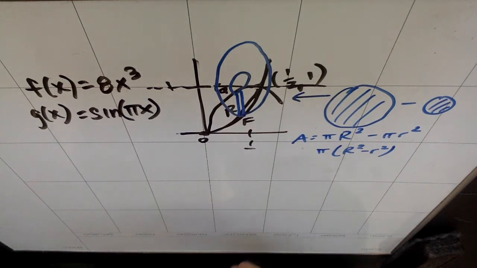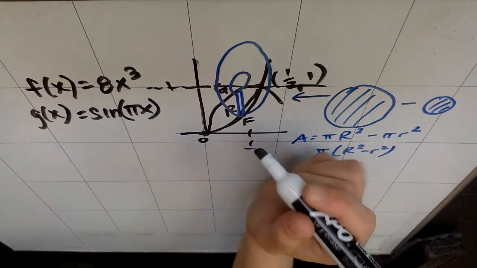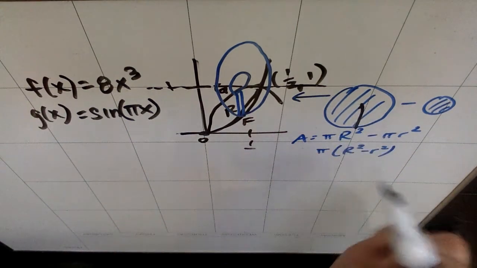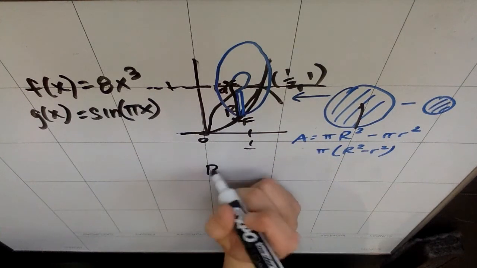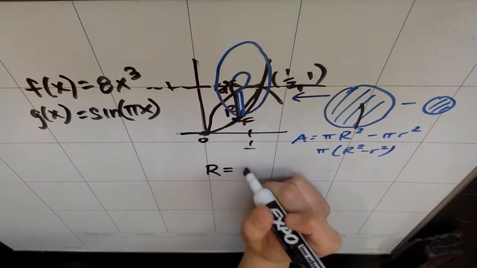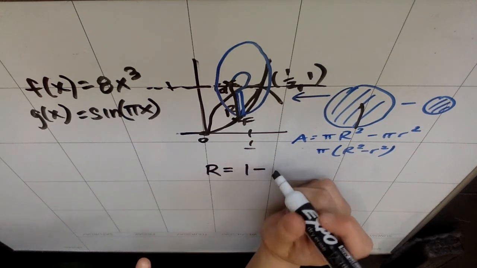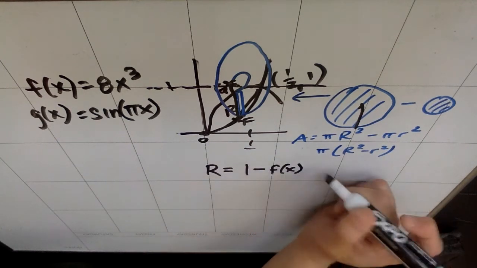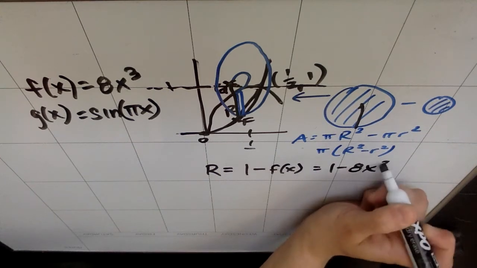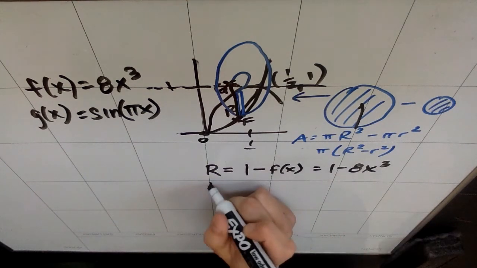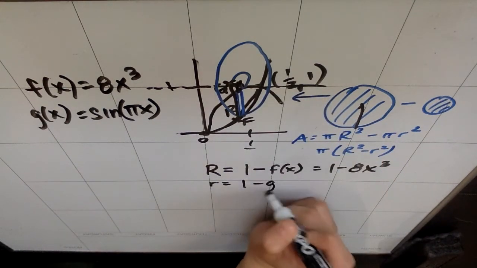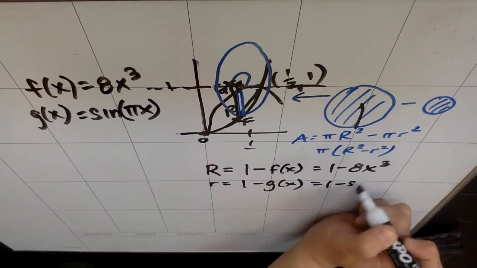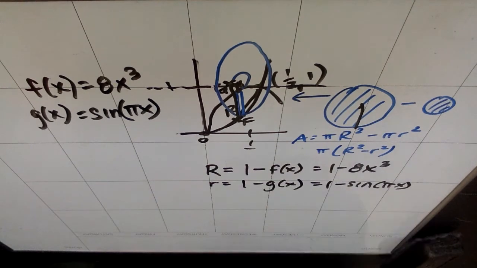So really, the entire job I have here is to figure out what the radius lengths are. This big R, this big radius, would be from the axis of rotation, which is 1, down to the bottom curve. So my big radius is the axis of rotation, which is 1, minus the bottom curve, which is the f of x curve, or 1 minus 8x cubed. My little radius is the axis of rotation down to the top curve, so 1 minus g of x, which is 1 minus the sine of pi x.